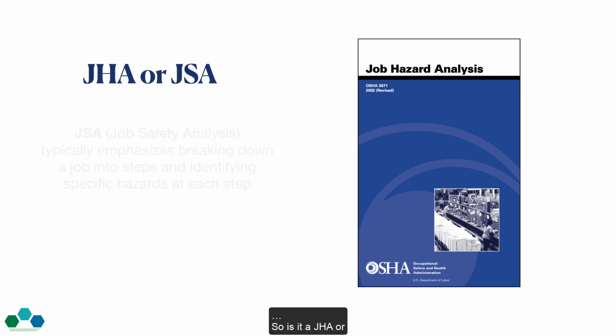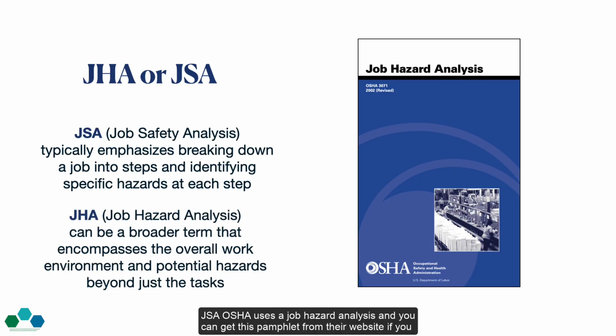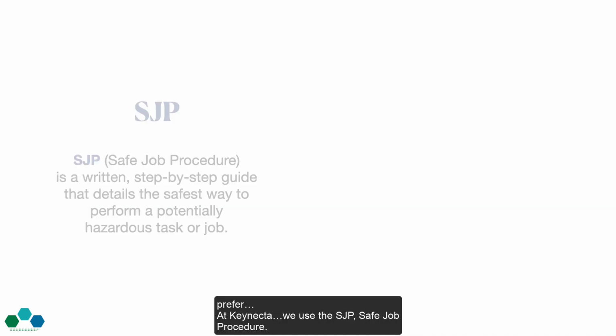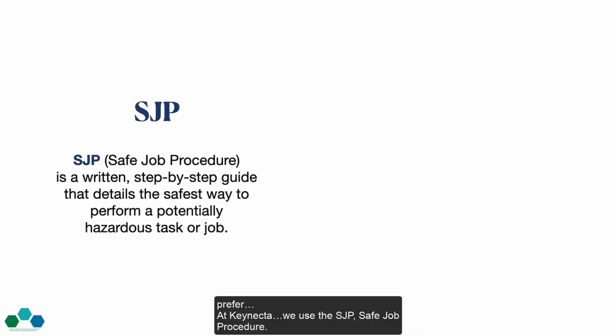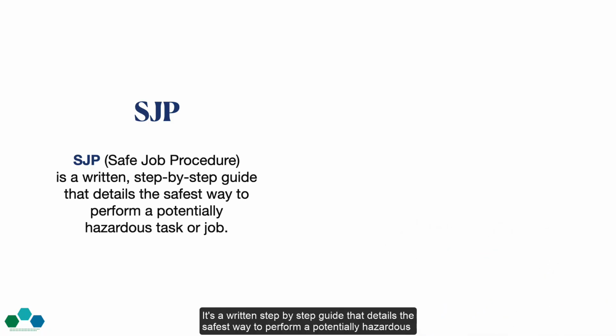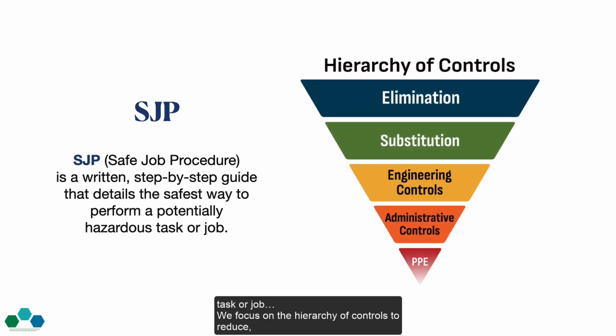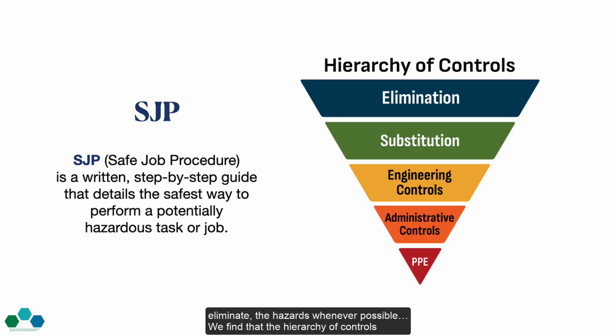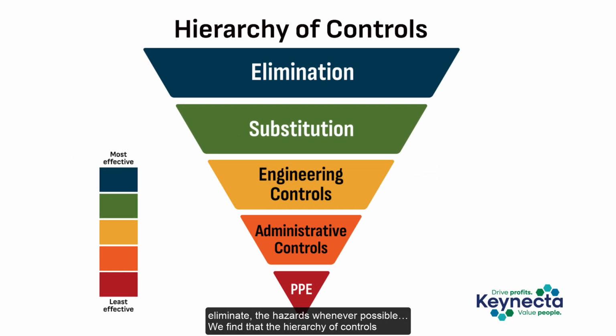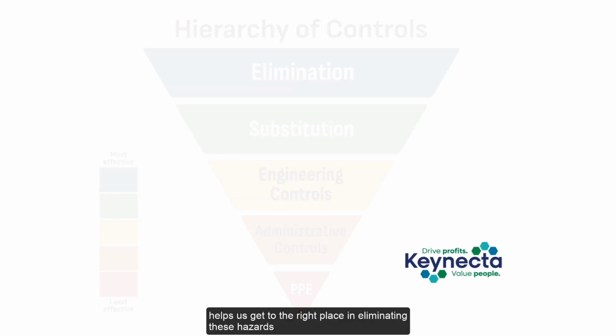So is it a JHA or JSA? OSHA uses a job hazard analysis, and you can get this pamphlet from their website if you prefer. At Connecta, we use the SJP, Safe Job Procedure. It's a written step-by-step guide that details the safest way to perform a potentially hazardous task or job. We focus on the hierarchy of controls to reduce, eliminate the hazards whenever possible. We find that the hierarchy of controls helps us get to the right place in eliminating these hazards.